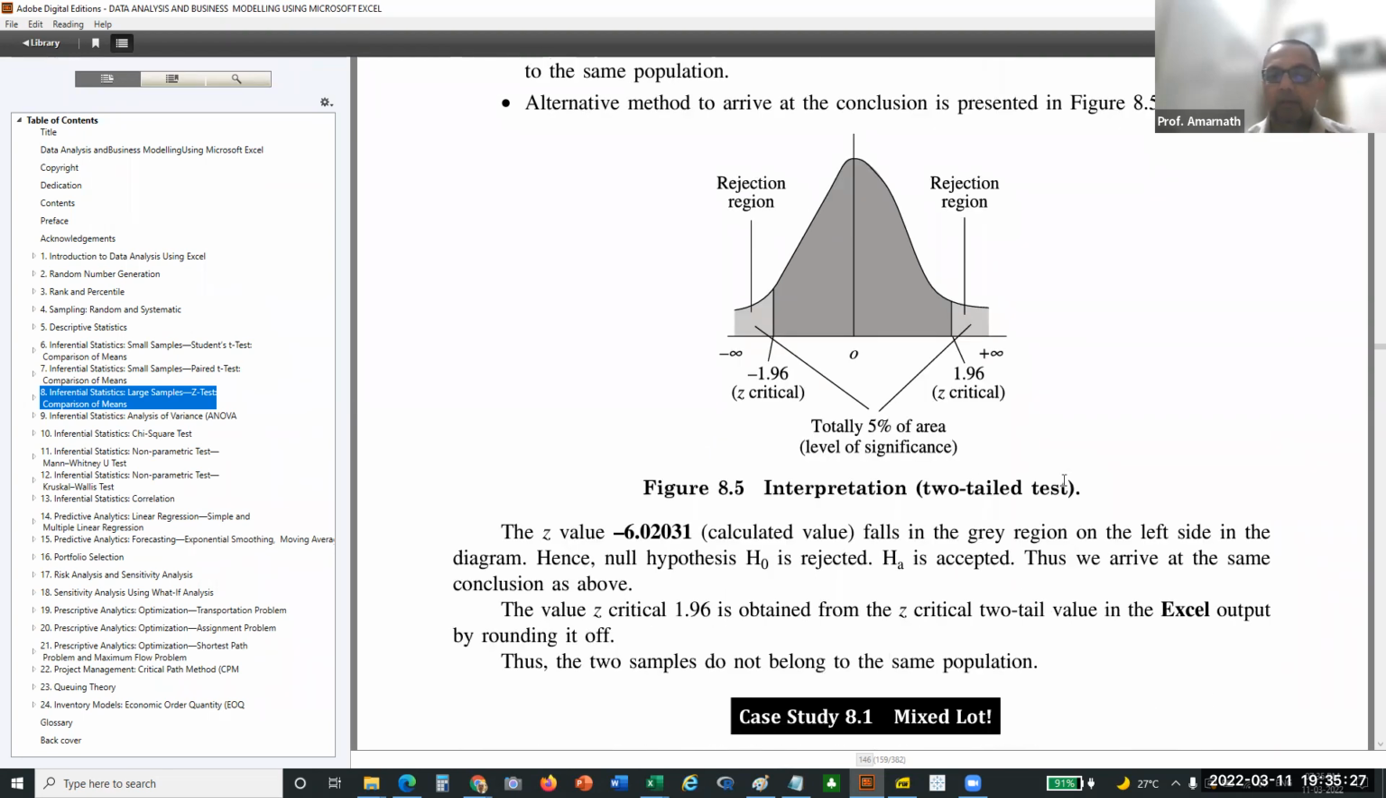The z value, minus 6.0203, falls in the gray area on the left side of the screen. So this falls under this shaded area. Hence, the null hypothesis H0 is rejected, H alpha is accepted. Thus, we arrive at the same conclusion as above.